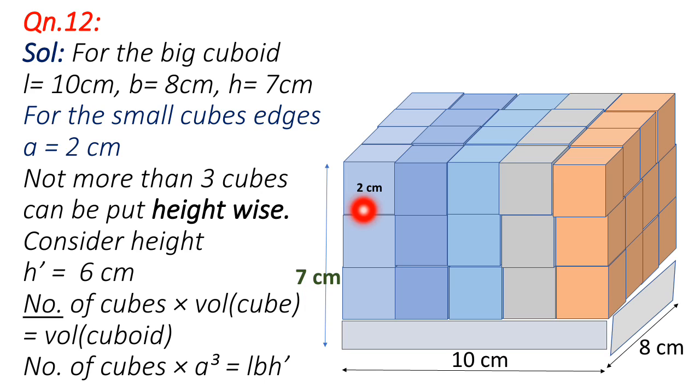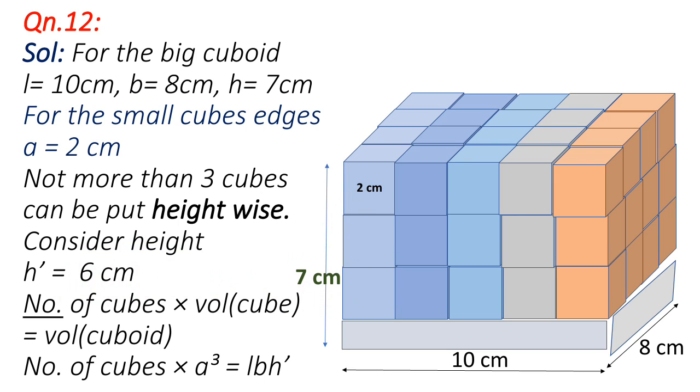And the height up to which the cubes are placed is 6 centimeter. 2 plus 2 plus 2, 6 centimeter, and 1 centimeter remains empty. So that's why we will consider the height of the cuboid as 6 centimeter, as because up to 6 centimeter height the cubes are placed.